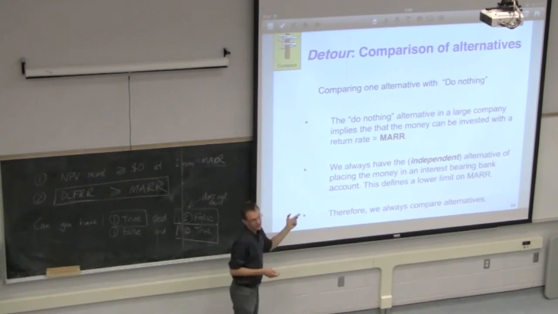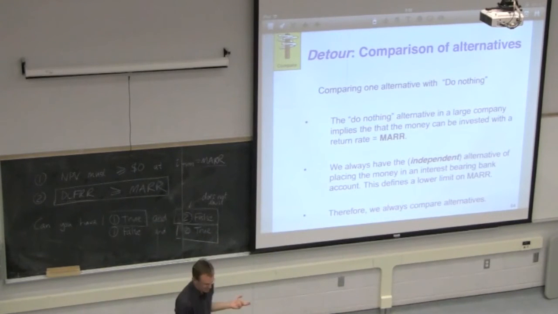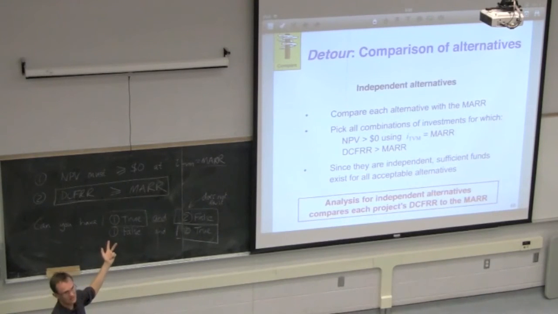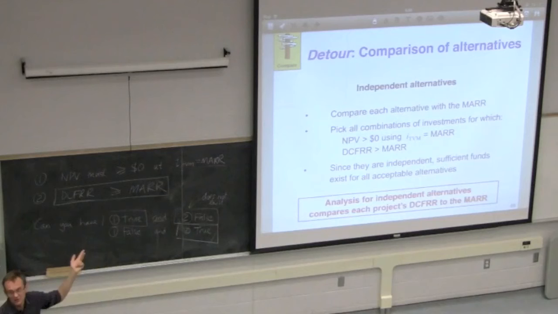So what we're comparing then is our other alternative, our other project. And so when we're comparing independent alternatives, what that means is we're comparing project A with project B with do nothing, let's say, for example. We've got two projects, A and B, that are independent of each other, and we've got a third option just to do nothing. So we've got, let's say, $1 million.